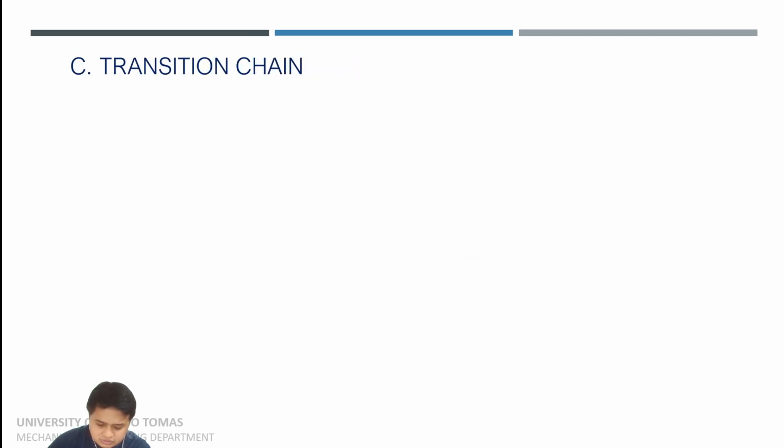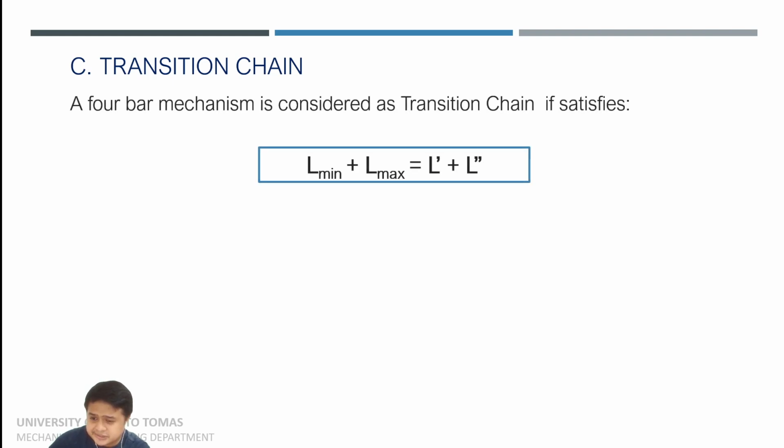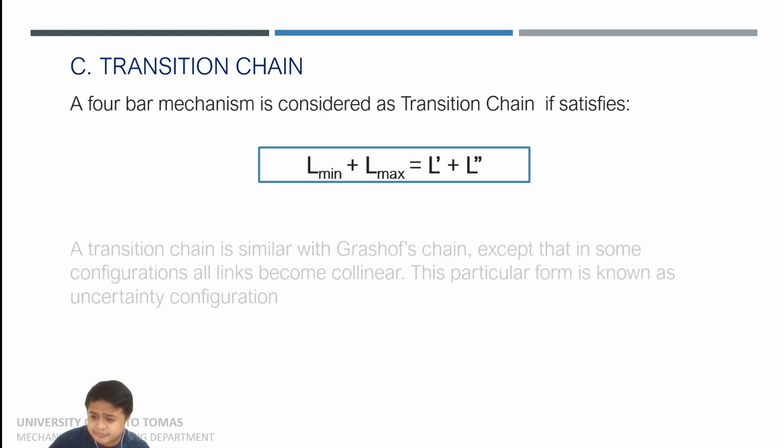So lastly, again, we have three categories, but actually we have only two categories of the Grashof criterion, Grashof and non-Grashof. The transition chain is actually still a Grashof chain by definition, but it is a special case of the Grashof chain. It is in a transition between the Grashof and the non-Grashof. That is why it is called the transition chain. Basically, if the criterion is equal, if this is equal, it is called a transition chain.